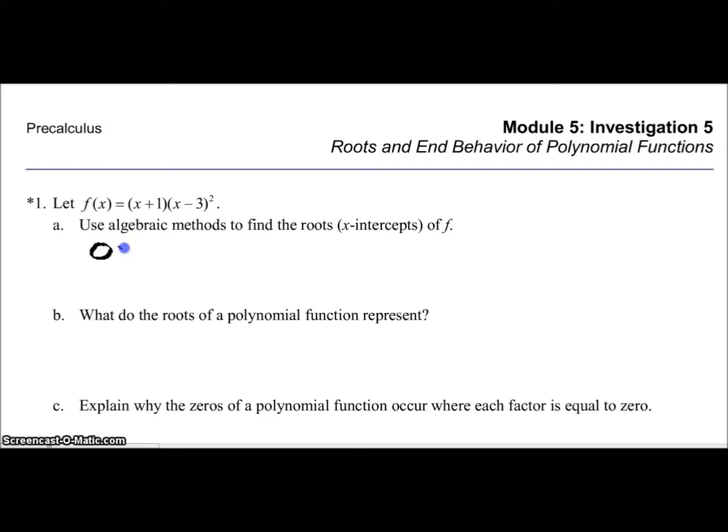So 0 equals x plus 1 times x minus 3 squared. We really just want to find what values of x make the function 0. You can look at this and see it's x equals negative 1 and x equals 3. You could use the zero product property and set each factor equal to 0.